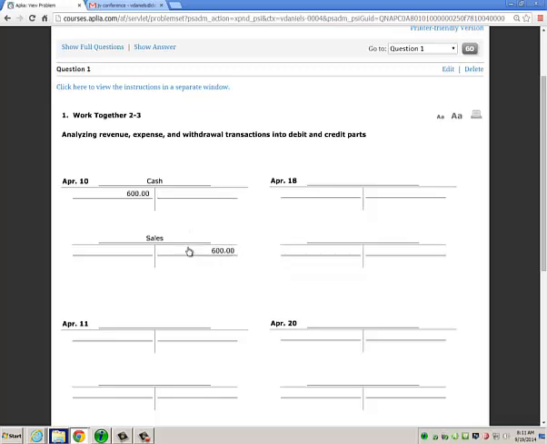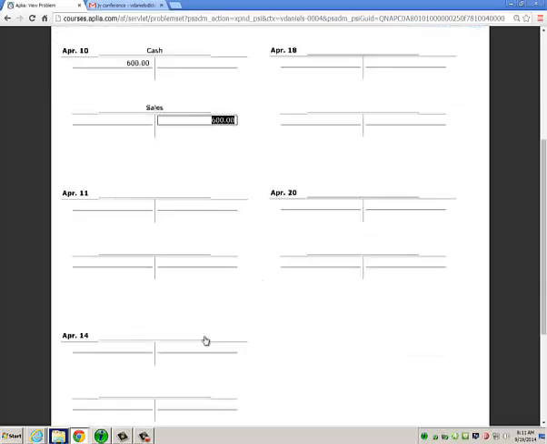And when I do this, I think, okay, cash is going up. When cash goes up, that's a debit. That makes sense. Sales is going up, so sales then must go up when it's a credit, and it does. So when sales is a credit, it increases. That's something that's new today. All right, so when sales increases, it's a credit.